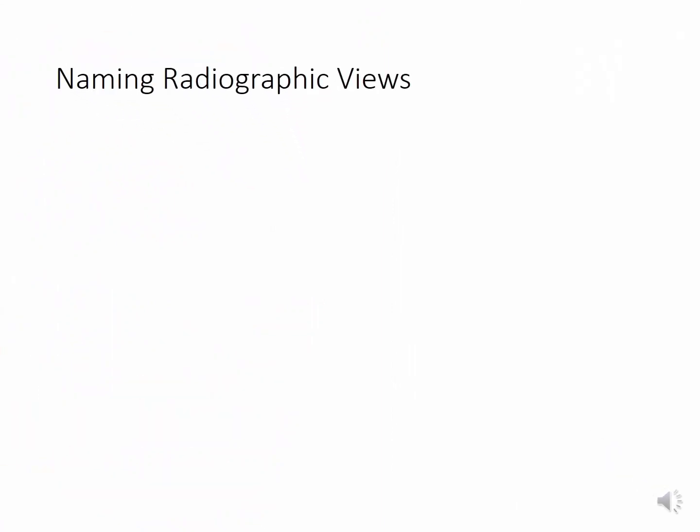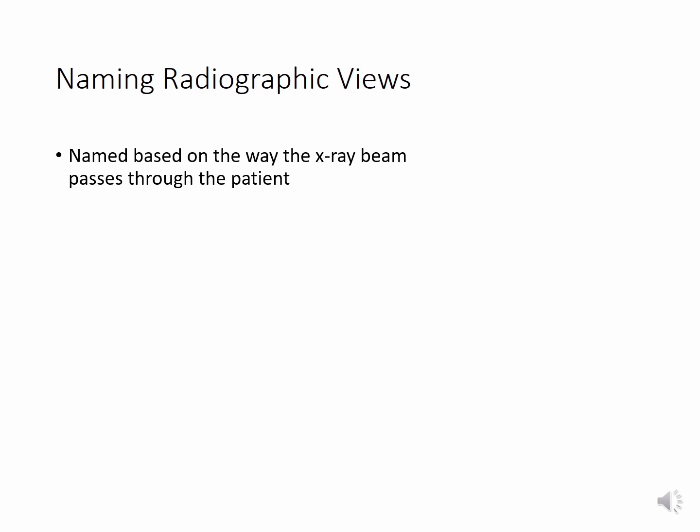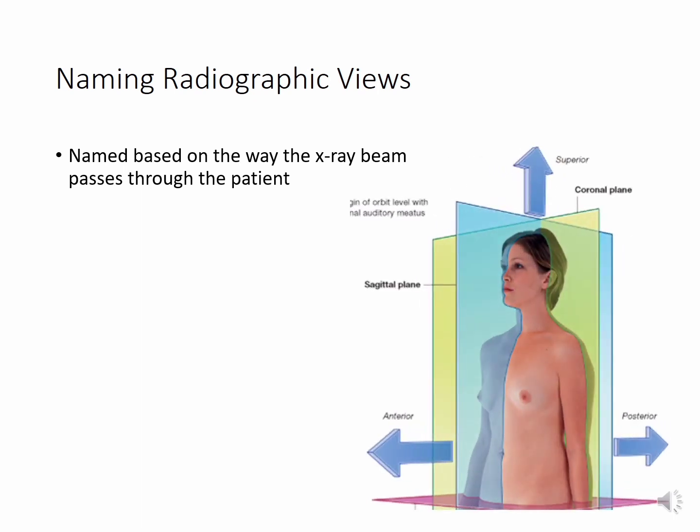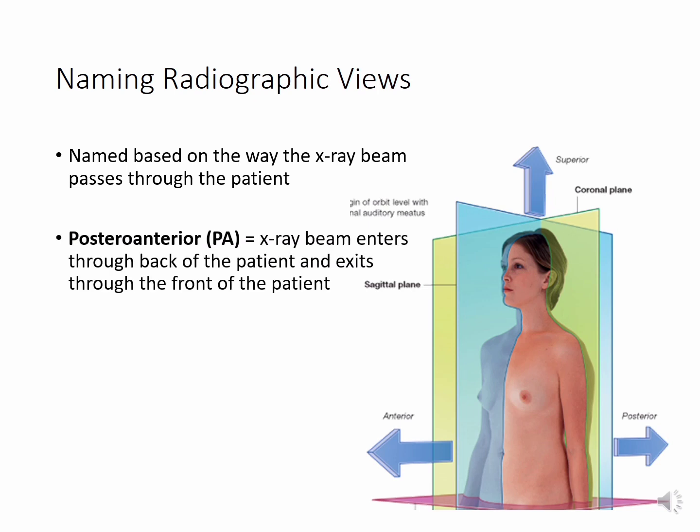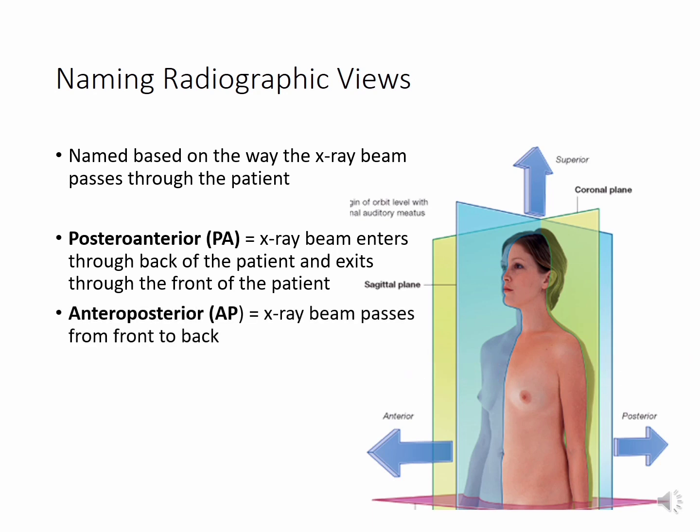Okay, so most radiographic views are named on the basis of the way that the X-ray beam passes through the patient. So a posterior-anterior chest radiograph is one in which the X-ray beam passes through the back of the patient and exits through the front of the patient to expose an X-ray detector positioned against the patient's chest. An anteroposterior chest radiograph is exposed by an X-ray beam passing through the patient from front to back.